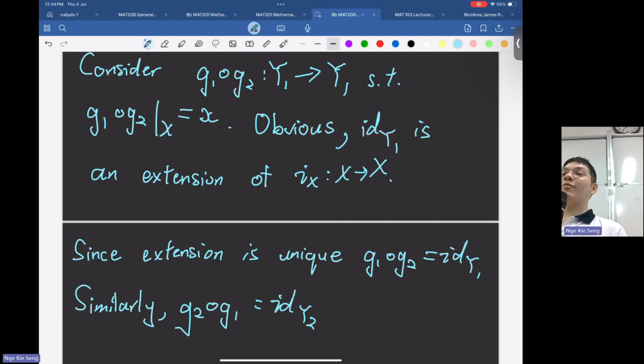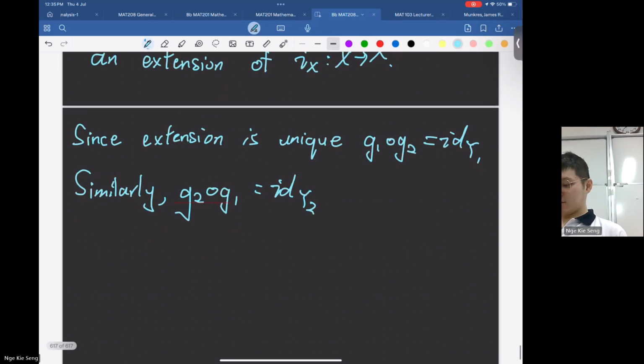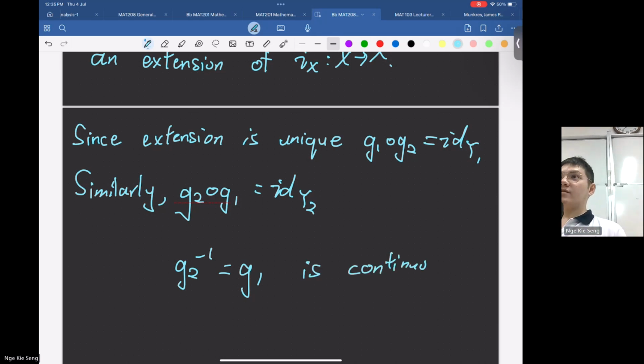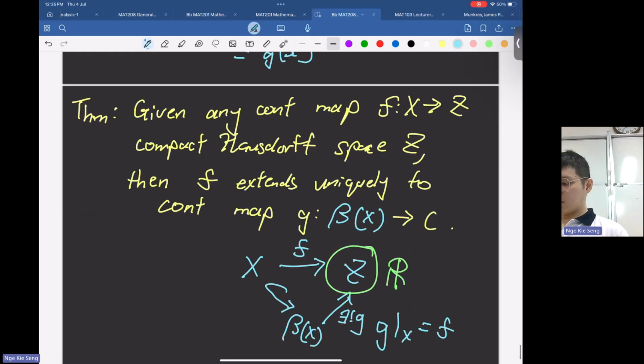Why is it a homeomorphism? Why is the inverse continuous? For example, G2 inverse, why is it continuous? Yes, because G2 inverse is G1, and G1 is continuous. So it's a homeomorphism. There's just this theorem that we missed out. I think we need to add it in.